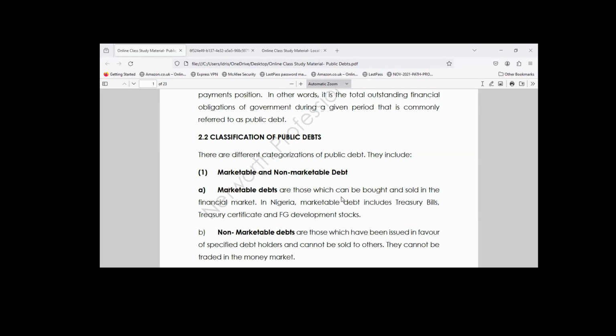Example, development stock. Development stock is more than 5 years. How it works is, if you subscribe to government development stock, you subscribe for 5 million naira. Every year, government will be paying you interest. They can say 10% development stock. It means 10% of 5 million naira, which is 500,000. It's what government will be paying you every year. Assuming that the development stock matures after 5 years, after 5 years, government will pay you back the principal.